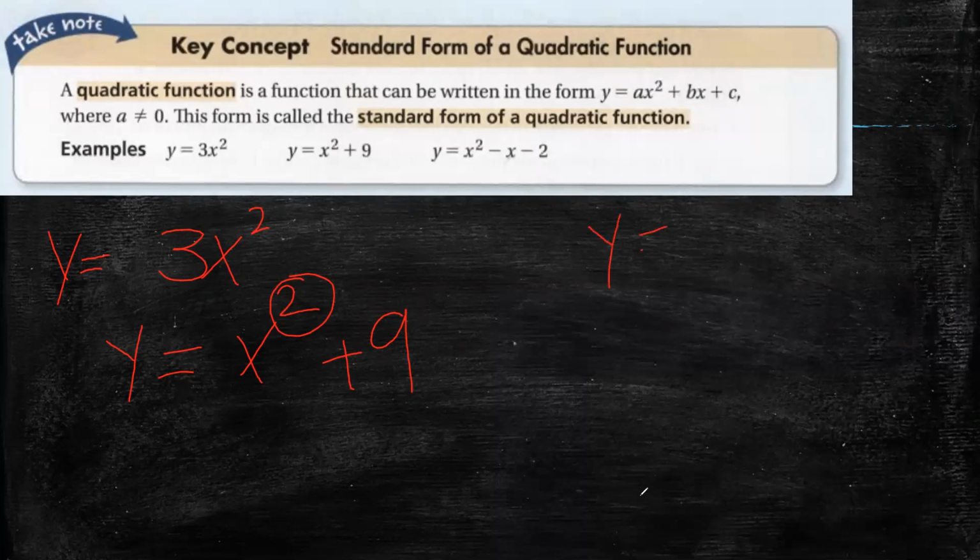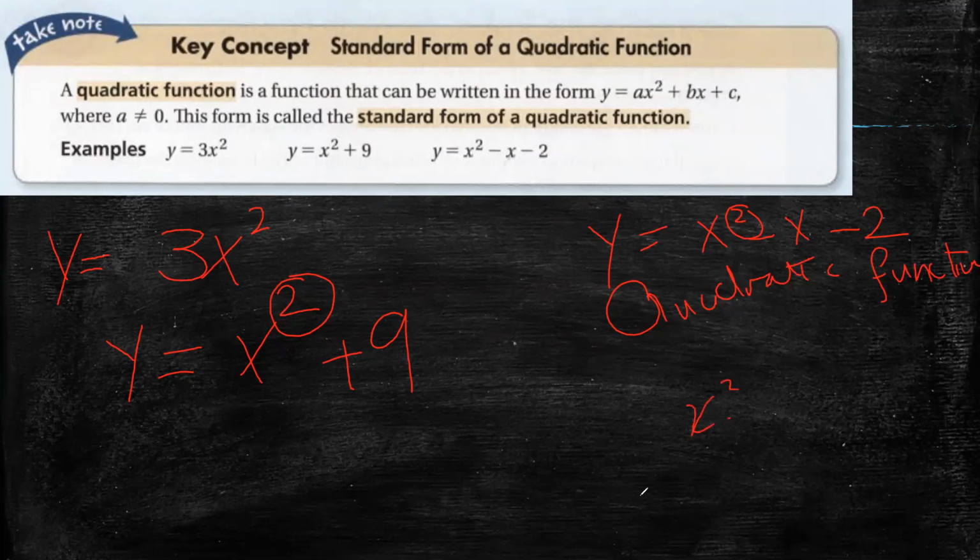y equals x squared minus x minus 2 is also a quadratic function. If I have y equals x squared, I say it's a quadratic function. But if I say x squared minus x minus 2 only, I will say it's a quadratic expression. Without y, I say it's a quadratic expression. With y, I will say it's a quadratic function. So now we will deal with the quadratic function.